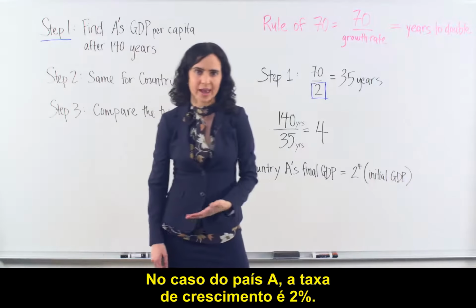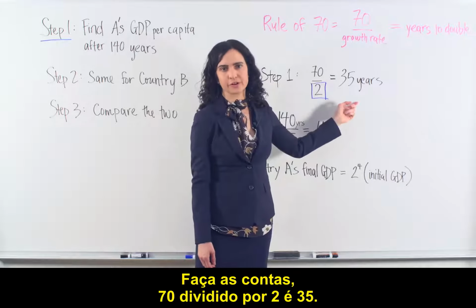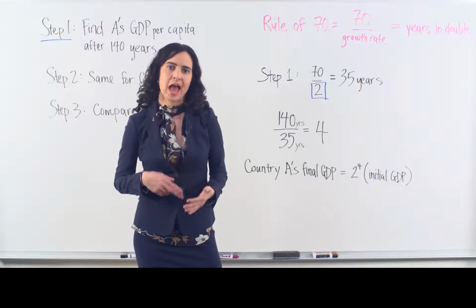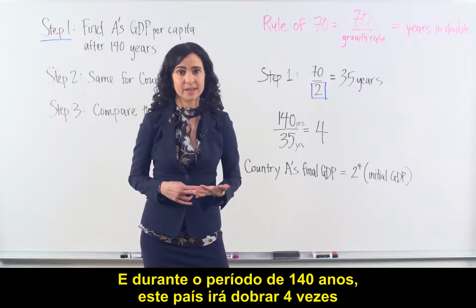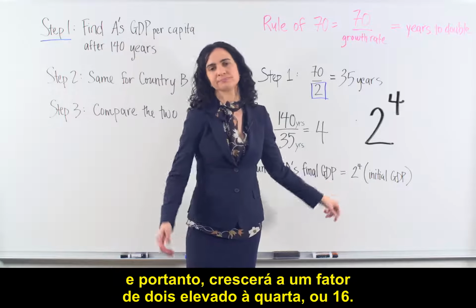In the case of country A, growth rate is 2%. Do the math, 70 divided by 2 is 35. This country is doubling once every 35 years. And over the time horizon of 140 years, this country will double 4 times and will therefore grow by a factor of 2 to the 4th, or 16.